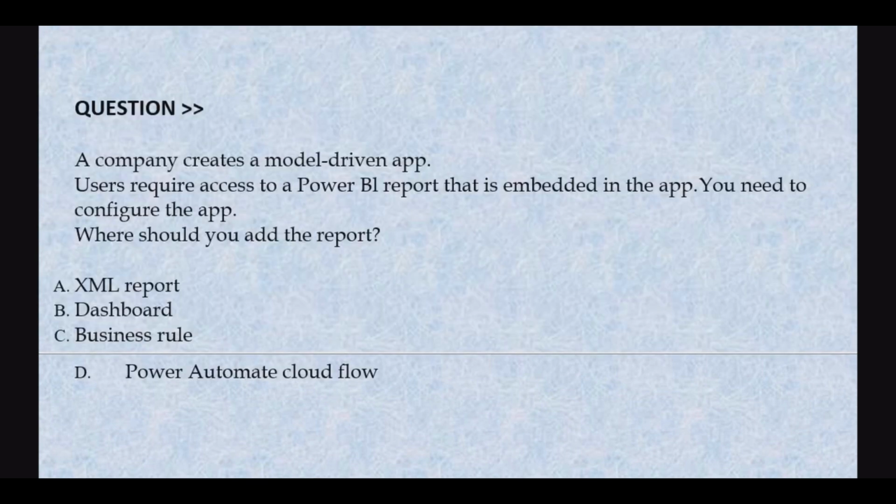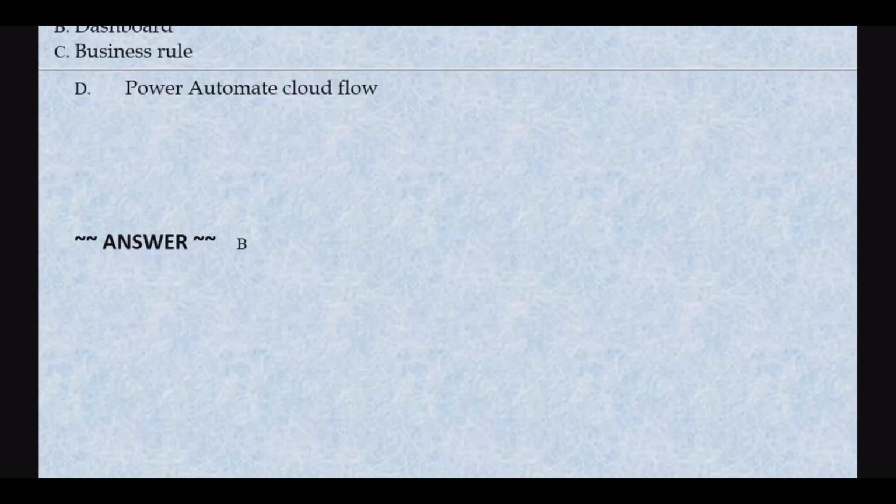Next is, the company creates a model driven app. Users require access to a Power BI report that is embedded in the app. You need to configure the app. Where should you add the report? Option A, XML report. Option B, dashboard. Option C, business rule. Option D, Power Automate Cloud Flow. Correct answer is option B.